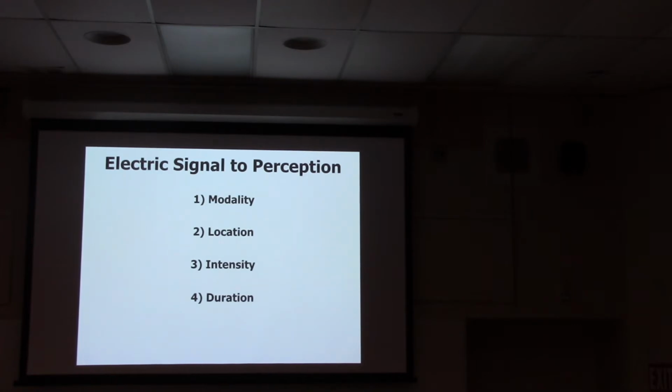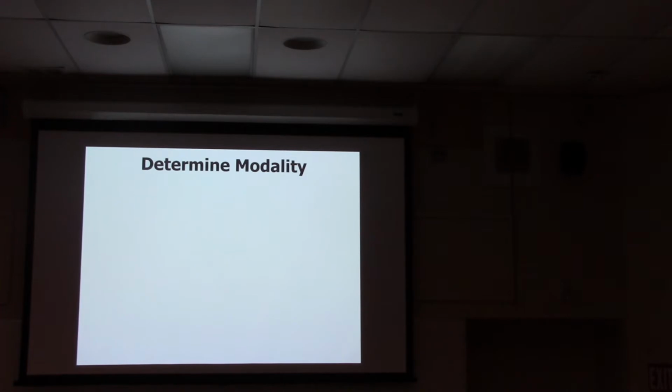Okay, everybody got that? All right, let's take a look at modality. How we determine the modality. Well, that's all based on the receptor type. If the photoreceptors in the retina of our eyes are sending information to our brain, it's going to assume that that stimulus was light and not sound or touch or some chemical. So the modality that we perceive is really based on the receptor type that's sending the original message.